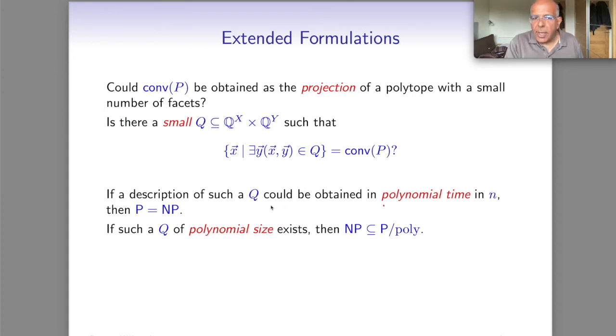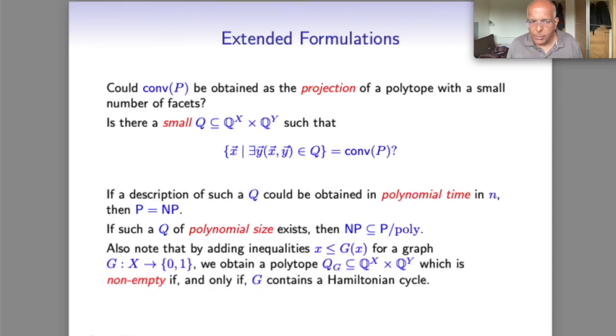A weaker condition, instead of saying that Q could be obtained in polynomial time, would simply be to say that such a Q exists and it's of polynomial size, even if we don't know how to compute it. That would still show that NP is in P/poly. Because if you have such a polynomial size instance, you can turn it into a circuit which determines the traveling salesman problem of polynomial size. It's just that it would be a non-uniform one. So this is the non-uniform model of linear programs that I was talking about. They're called extended formulations.